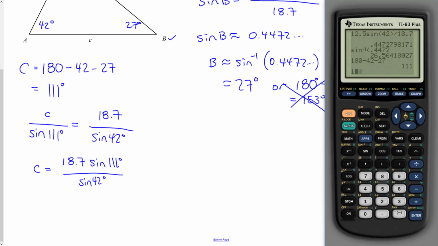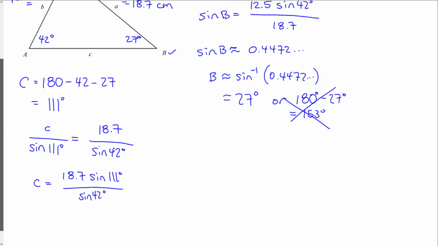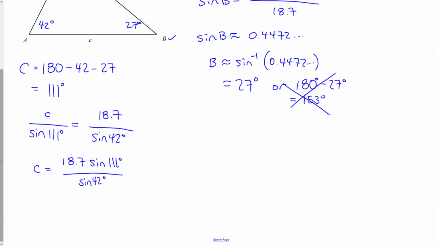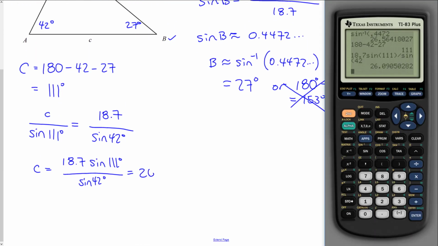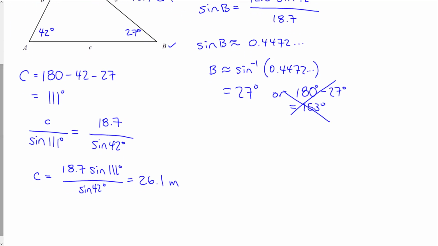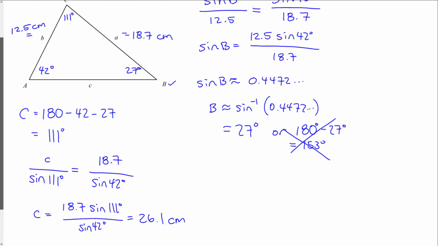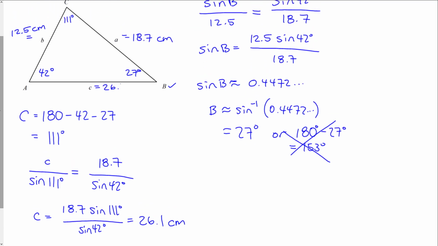So we get out our calculator. So 18.7 sine of 111 divided by the sine of 42. So 26 degrees, or not degrees, 26 is the length. And that should be to the first decimal. So 26.1, and I believe that was in meters. Nope, centimeters. So 26.1 centimeters. Now we have all pieces of this triangle solved for.